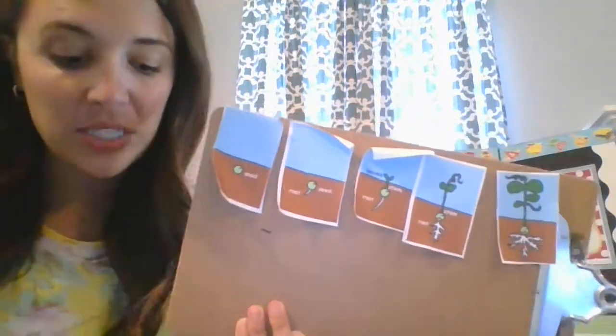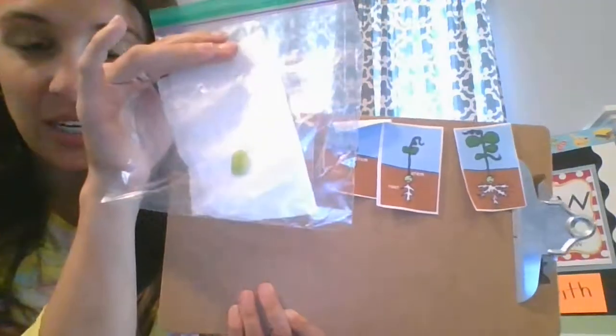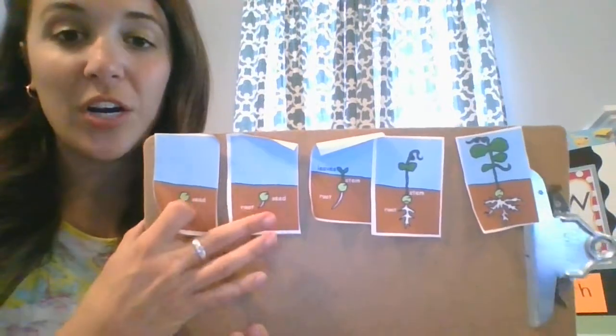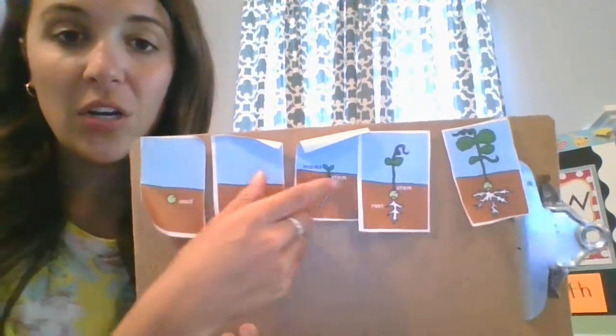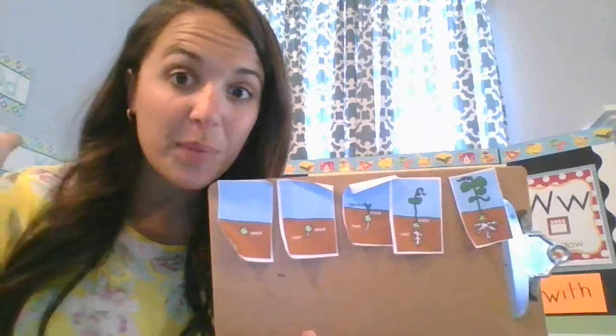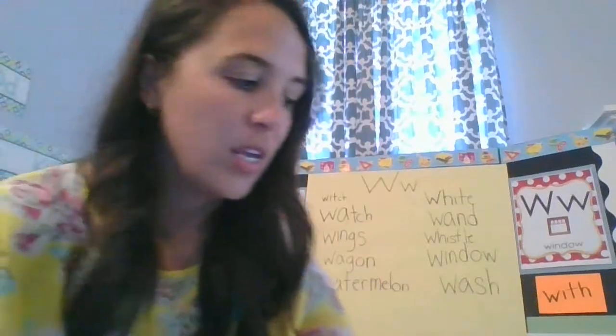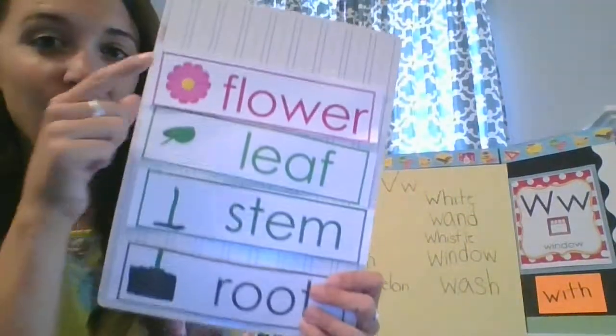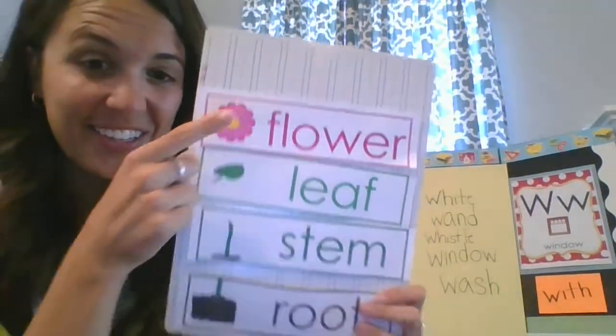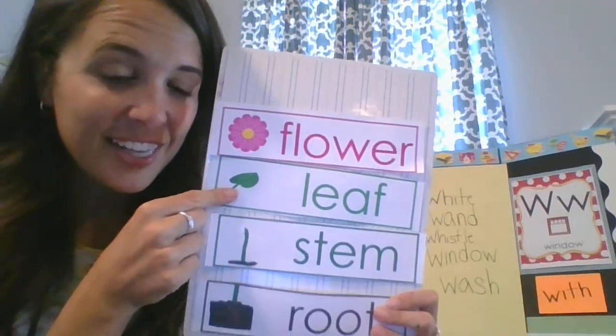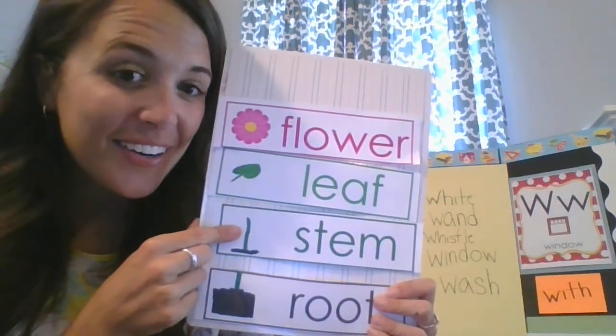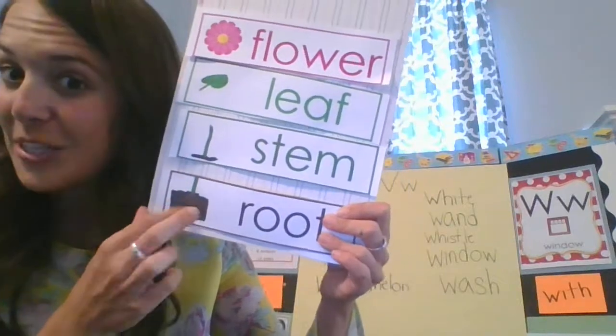So you're going to put your seed in. Your lima bean is your seed. And then you're going to see the roots come out. You're going to see a leaf come out of the bean, and then you'll see a stem come out. But you have to put it on your window so that it gets sunlight. Okay? One last time. What's this part? Flower. What's this part? Leaf. What's this part? Stem. And the bottom part is the roots.